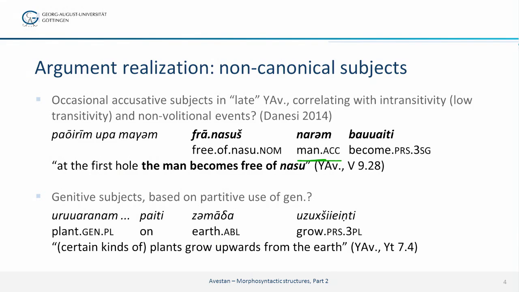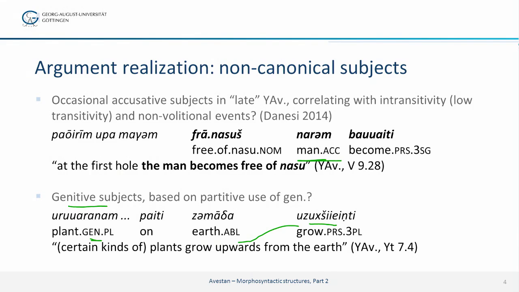The occasional use of genitive subjects, as in the other example on the slide, is probably derived from a partitive reading of the genitive case. Urvaranom paiti zemada usurcienti. Plants, urvaranom, but here marked with the genitive case, grow upwards, usurcienti, on or from the earth, paiti zemada.